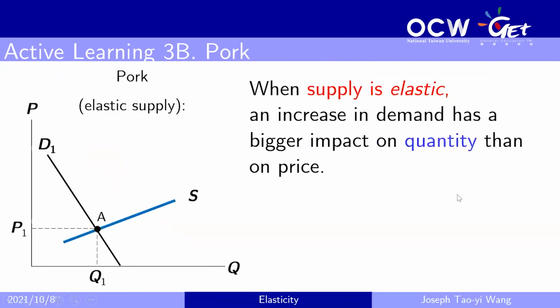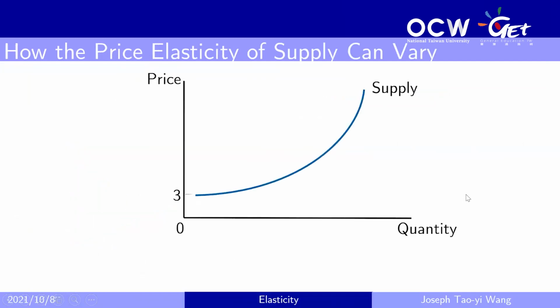Think about pork. Here we assume that you have elastic supply. So the increase in demand has a bigger impact on quantity compared to prices. So when you have a flat supply curve, when demand is doubled, prices go up, but not that much compared to quantity.